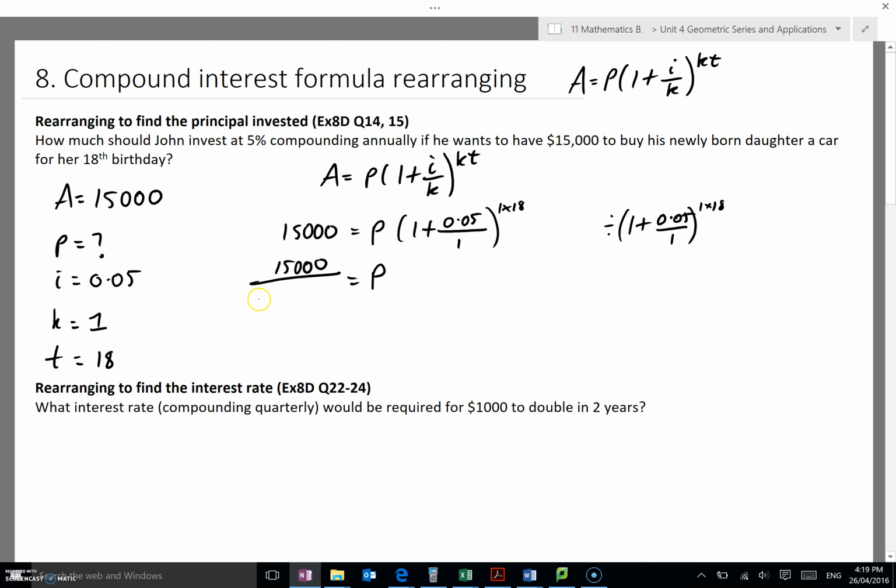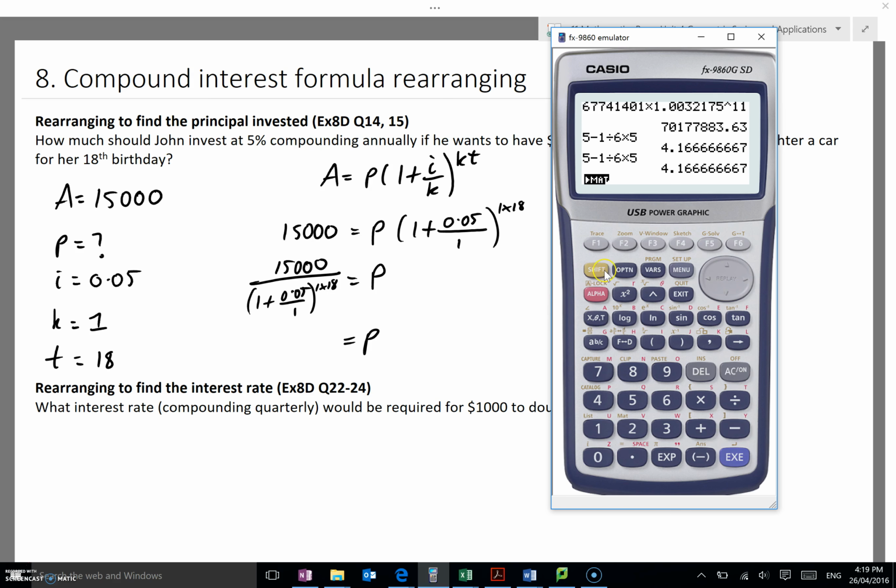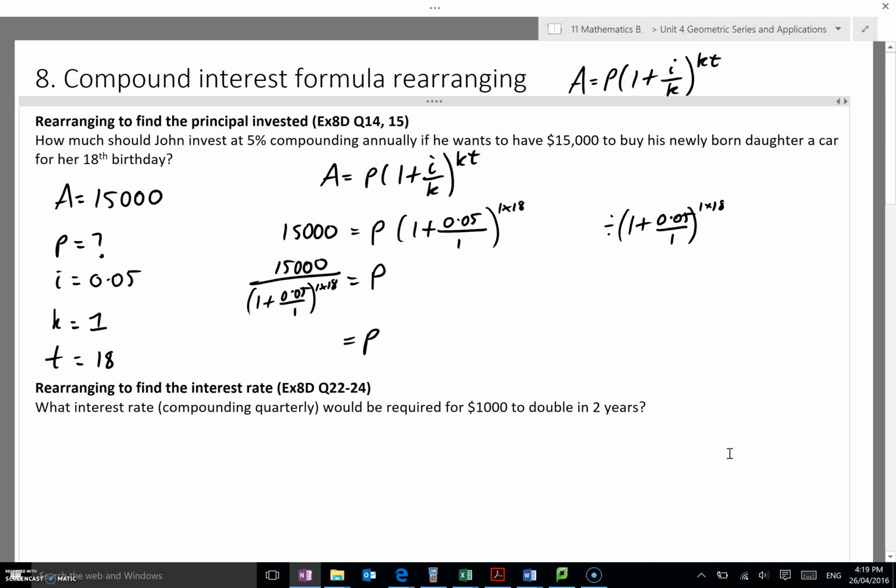15,000 divided by (1 plus 0.05 on 1) to the power 1 times 18. And from there, we'll go to our calculator, making sure it's in math mode so we can use fractions properly. 15,000 divided by (1 plus 0.05 on 1) to the power of 1 times 18. Okay, so 6232.81.